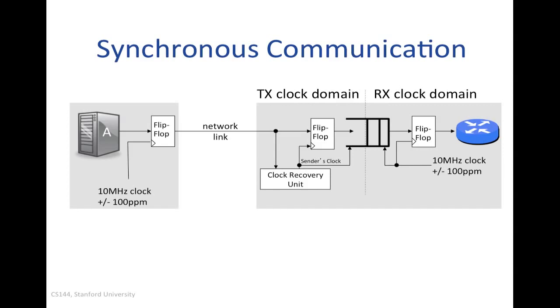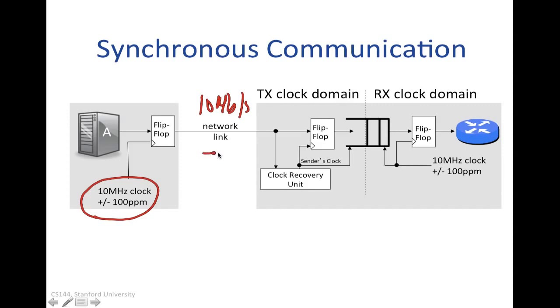So the problem is different hosts, and here we have server A that's sending to the router on the right. Different hosts are using locally generated clocks of nominally the same frequency, but slightly different. So we have 10 megahertz plus or minus 100 parts per million. Again, this example here is a 10 megabit per second link, because I'm sending data using this 10 megahertz clock. And I'm sending to my first router. Of course, this could be another host or an Ethernet switch, anything which is the other end of an Ethernet link.